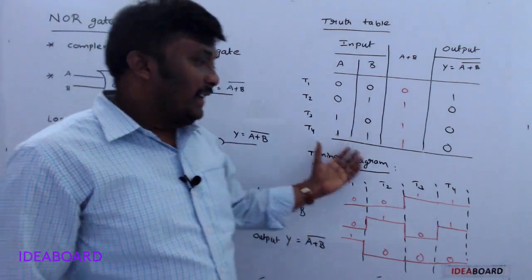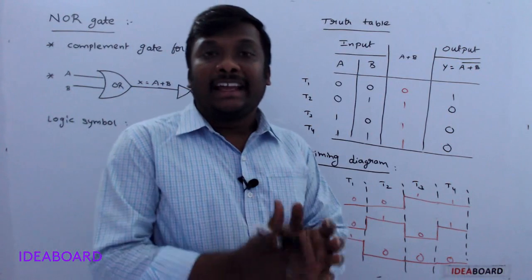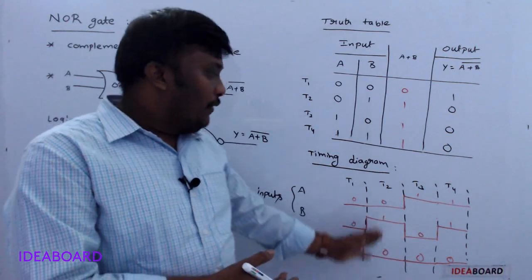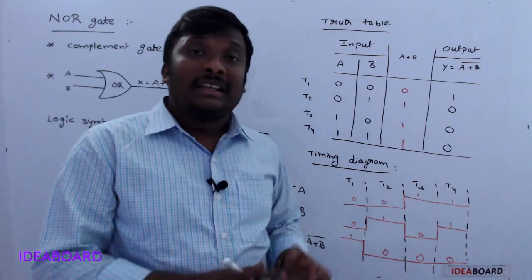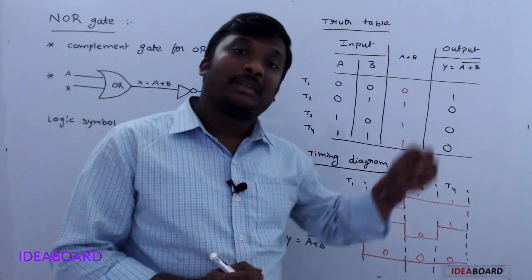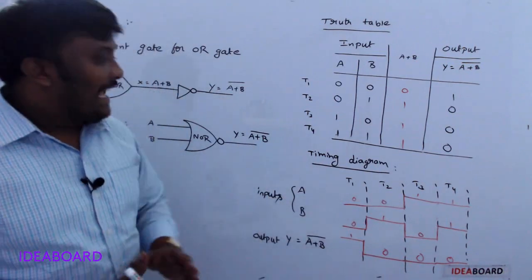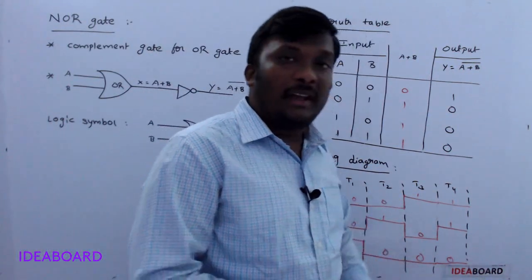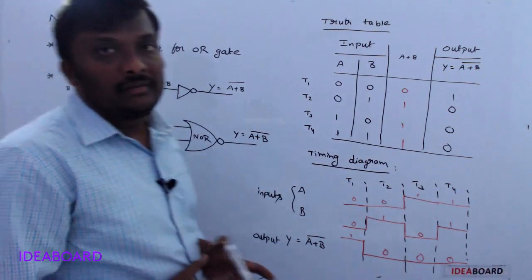Understand? So in the timing diagram, what we found? The input and output diagrammatical representation of waveforms. Okay, so these are all digital waveforms. In a digital waveform, we have only 0 and 1. 0 represents low, 1 represents high. 0 indicates 0 voltage, 1 represents plus 5 voltage. So by using this timing diagram, we can observe that if the output is coming in this way, that is related to the NOR gate. Understand? So this is about the NOR gate.